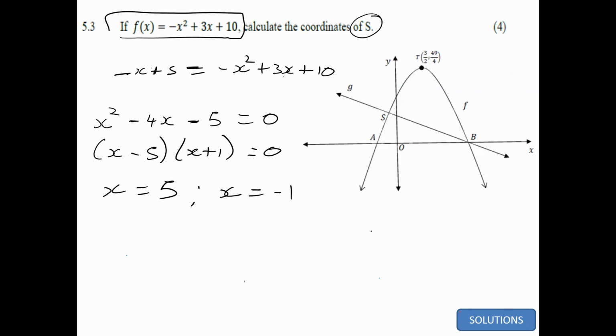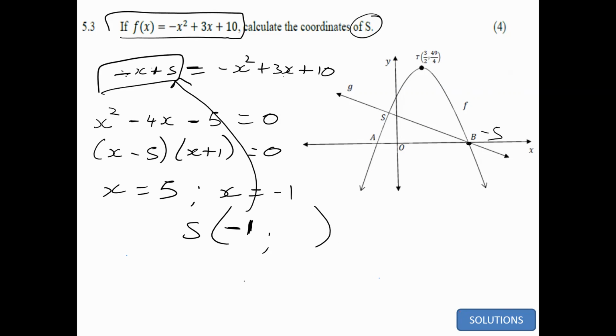Now, which one are we going to choose? Remember, b was minus 5. So s will be the point minus 1. And how are we going to find the y value? We can take this and substitute into the equation. Minus 1 becomes a plus 1, so that'll give us 6. So that is our point of intersection.